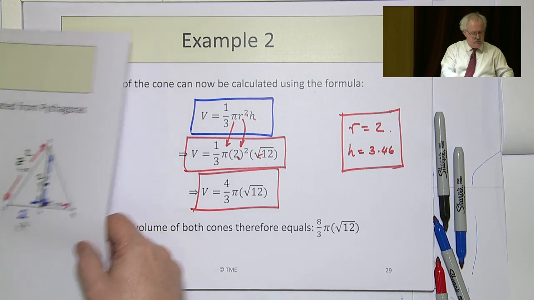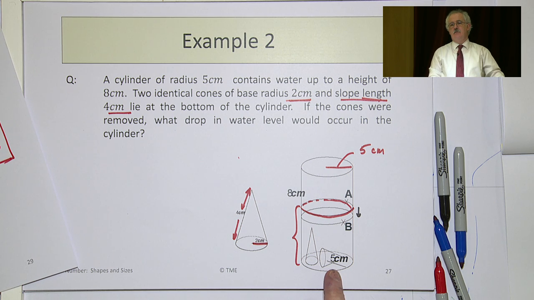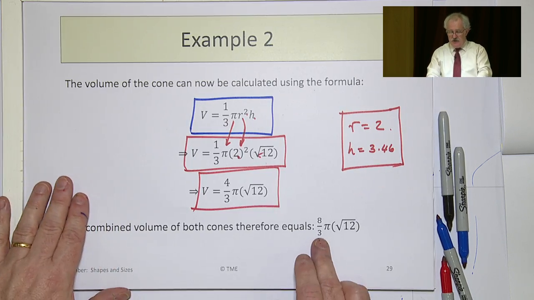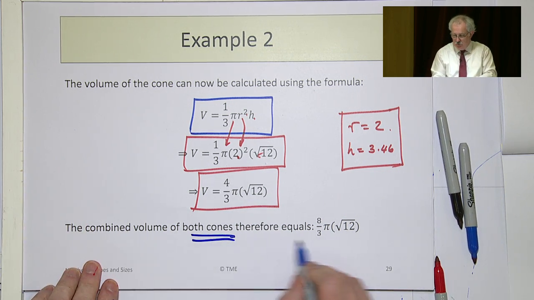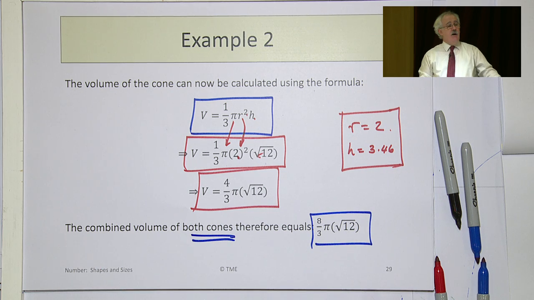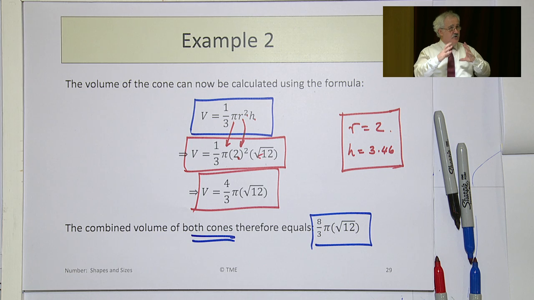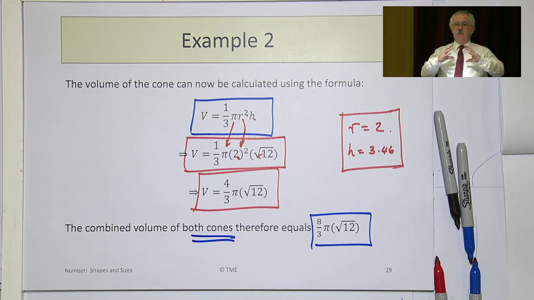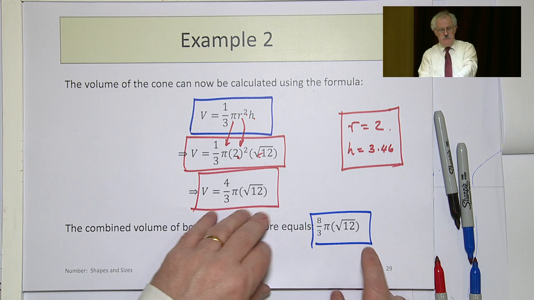What else is there? Let's go back to the question. How many cones were there? 2. So I should multiply that answer by 2, shouldn't I? So I multiply the answer by 2 because of both cones. Now I know the volume of water or whatever liquid that would be in the shape of the 2 cones. I know the total volume. Is that okay? I know the volume of the 2 cones.